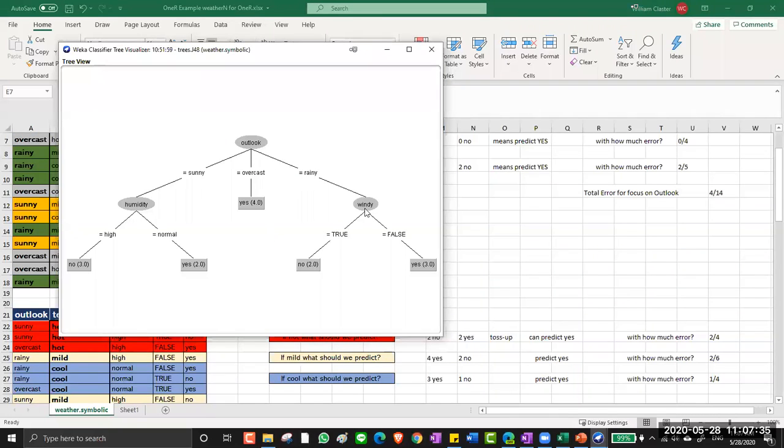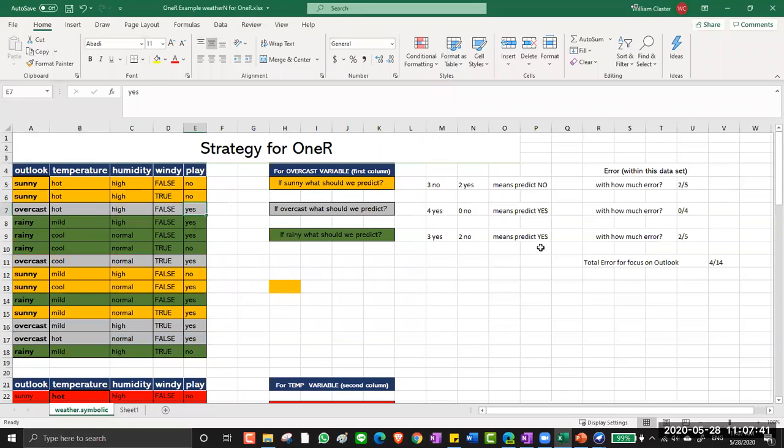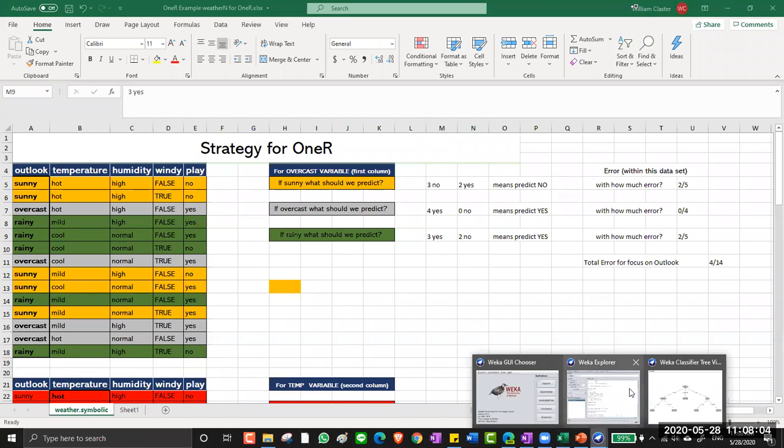Now here, if we check rainy, we didn't get a completely pure result. What did we get? When we did rainy, we got 3 and 2. We were going to predict yes, but we don't get all yeses. We get an impure result, right? Is that clear? Yes. Okay, so we get this kind of impure result for rainy.